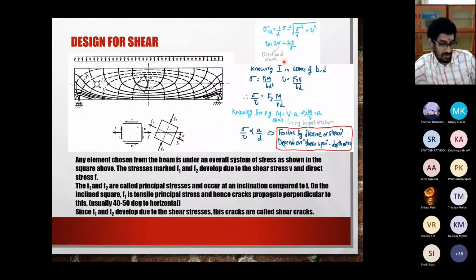Have you come across this term called section modulus? Yes, sir, that I by Y. I by Y. Okay. So basically, if you do I by Y or I by D, it becomes BD square.